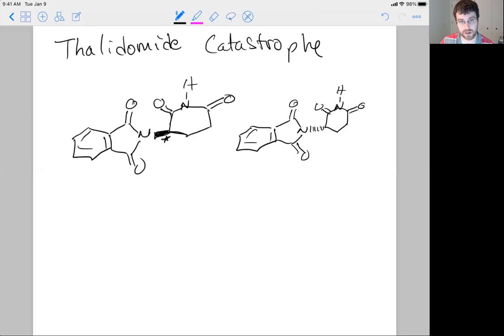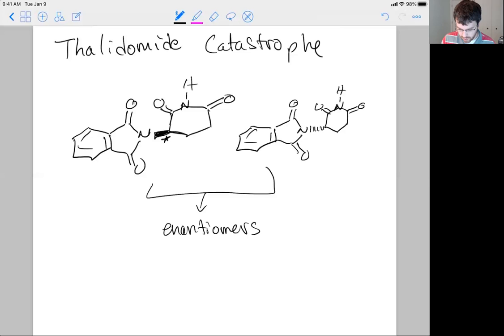So these two things are mirror images. They're just not rotated properly to have everything aligned as mirror images, but rather they're aligned in a way where you'd try to superimpose them, but you would see that the wedge and the dash would not correctly overlap, so they're not superimposable on each other. They're mirror images, so they must be stereoisomers that are mirror images, so they must be enantiomers. Okay, so these two, again, are the enantiomers of thalidomide.